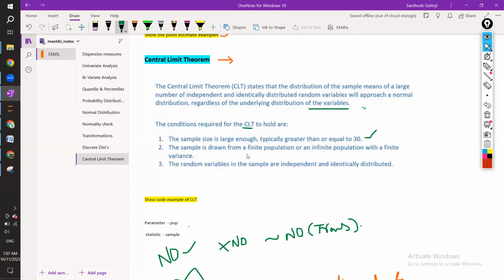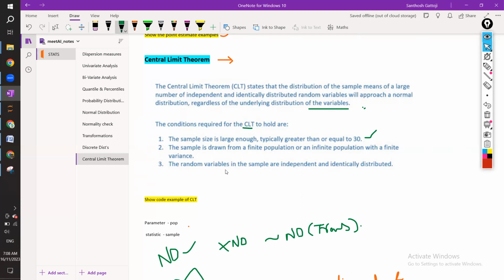That means the population should not be infinite, like let's say stars. You cannot say the stars in the galaxy if you're trying to calculate something. First of all, you don't know the complete population range, where it is starting and where it is ending. When you don't know the population parameter itself, how can you predict from its sample? So the population you are considering should be finite.